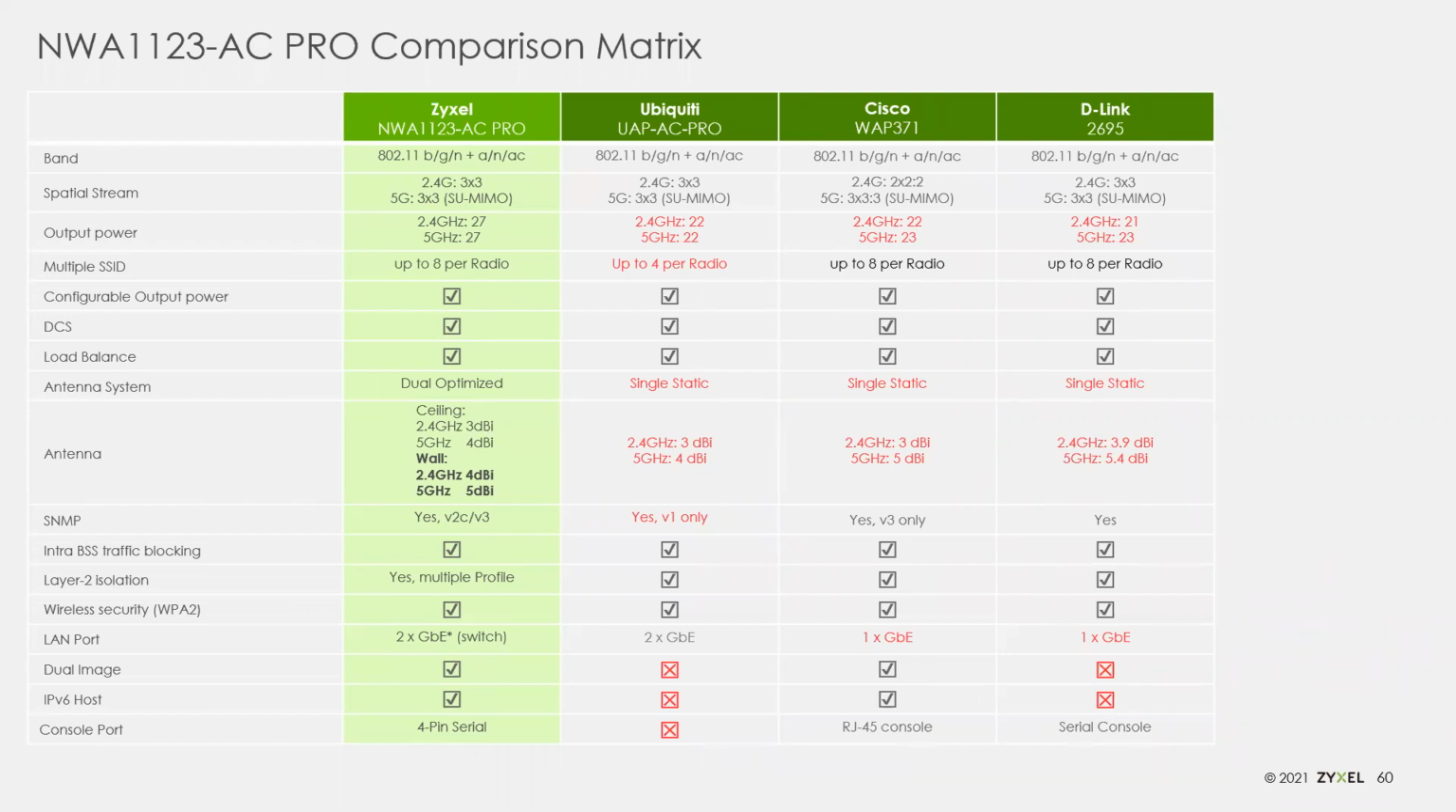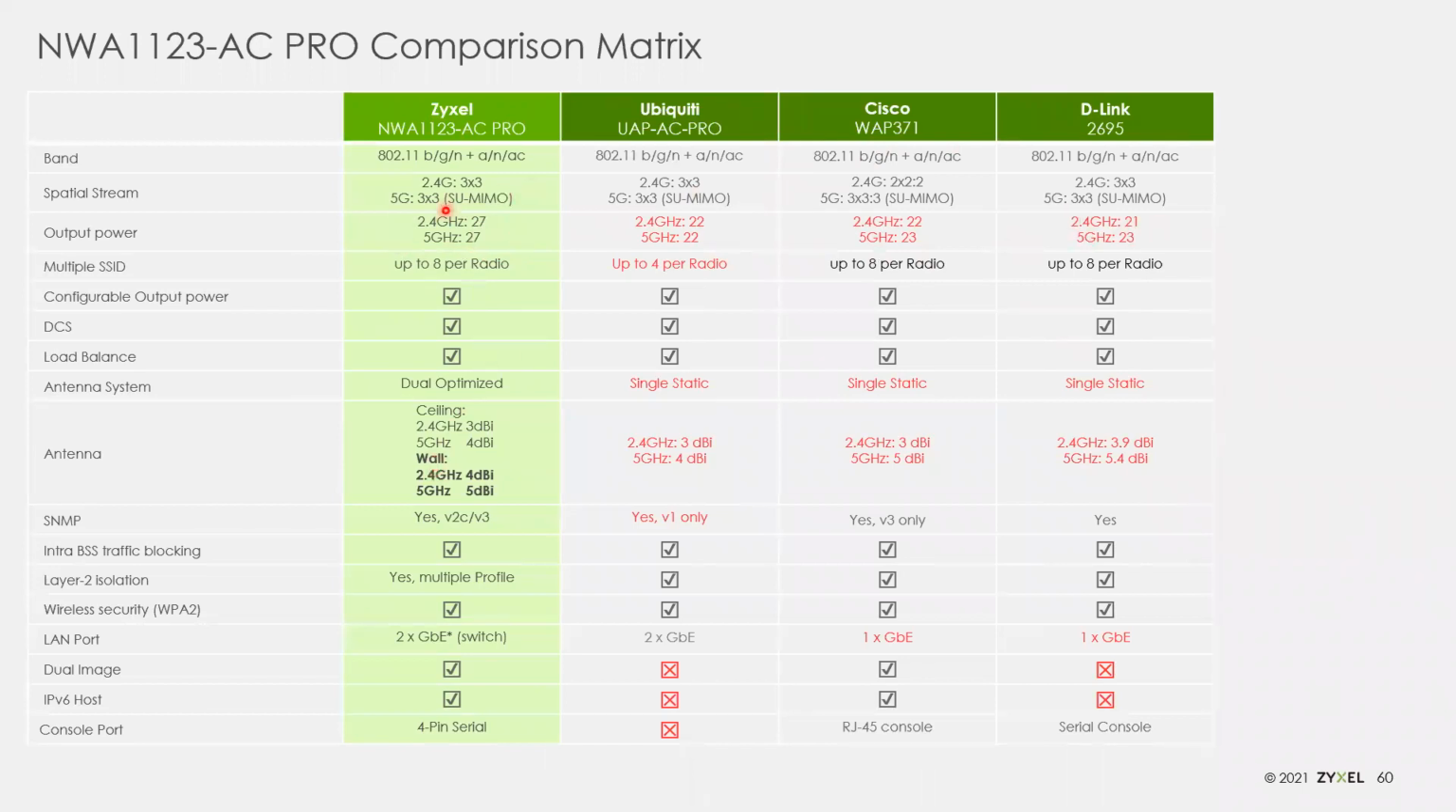But here, we're taking a look at what has historically been the best-selling space when it comes to business Wi-Fi, which is the 3 spatial stream 11AC product. Probably the best seller in this space here is this UAP AC Pro. So this compares with our NWA 1123 AC Pro. So the differences here between these, we've also got Cisco and D-Link in here. As you'll see here, we have much higher output power than our competitors do, 27 dBm versus 22 on the Ubiquiti, 22 to 23 here on D-Link and Cisco.